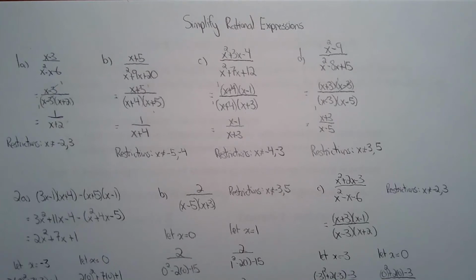In order to identify the restrictions, just look at the factors in the denominator once you've factored it, and then you can establish what the restrictions are. You cannot let the denominator equal 0, which means you can't let the factors equal 0.